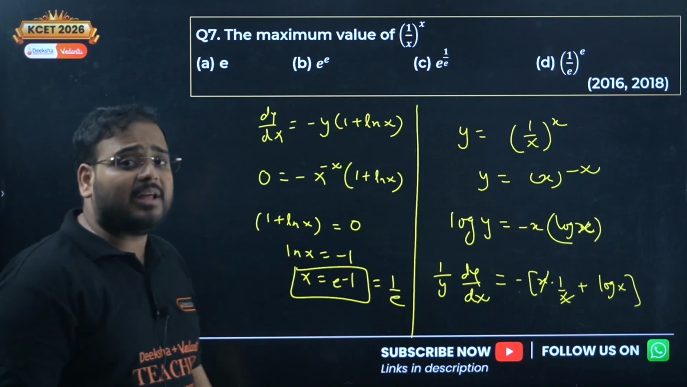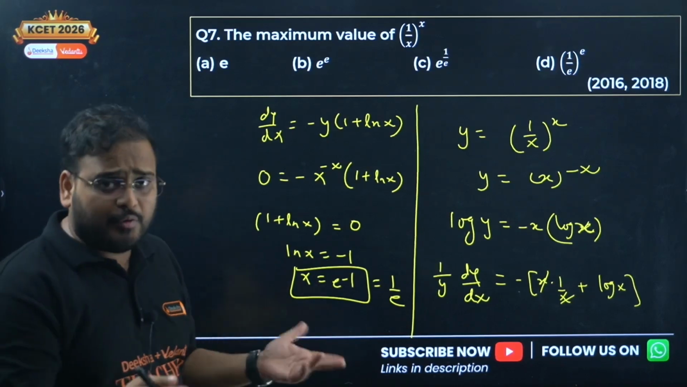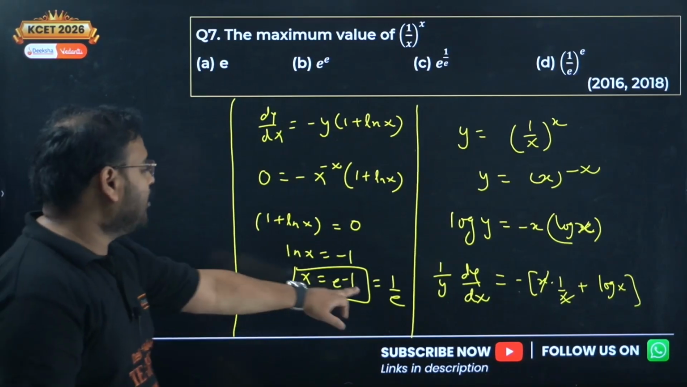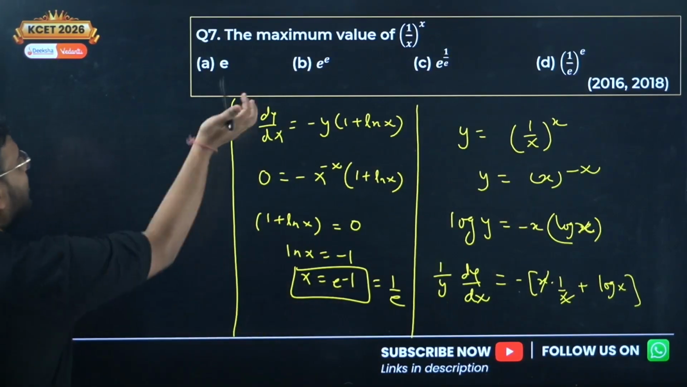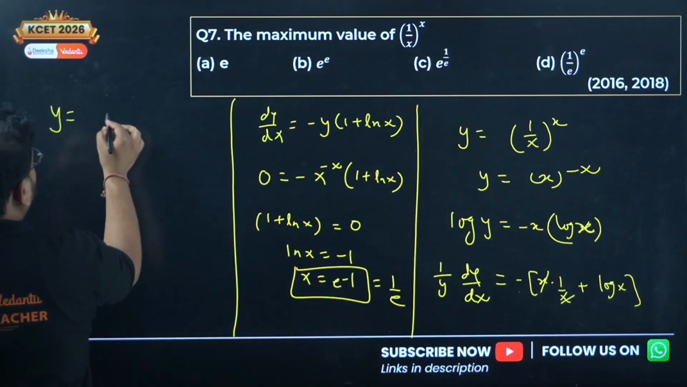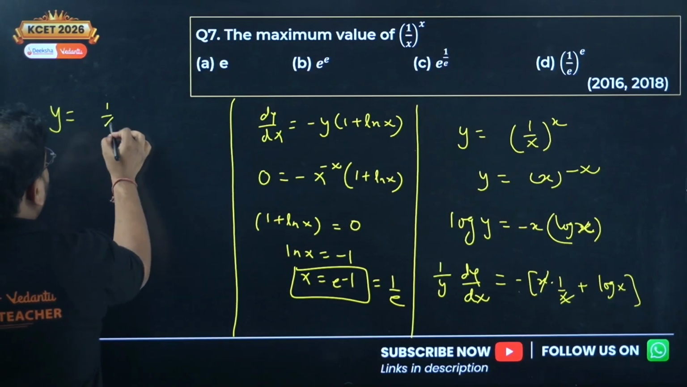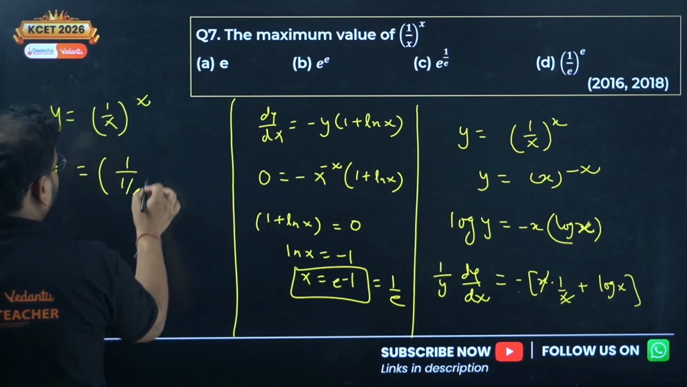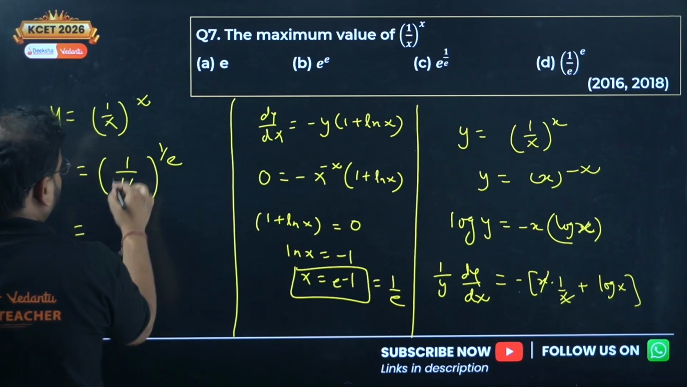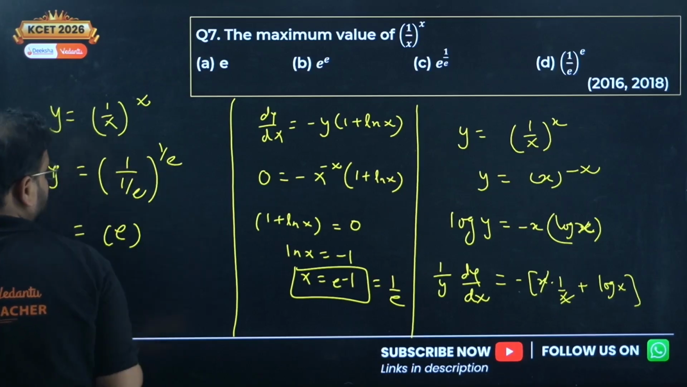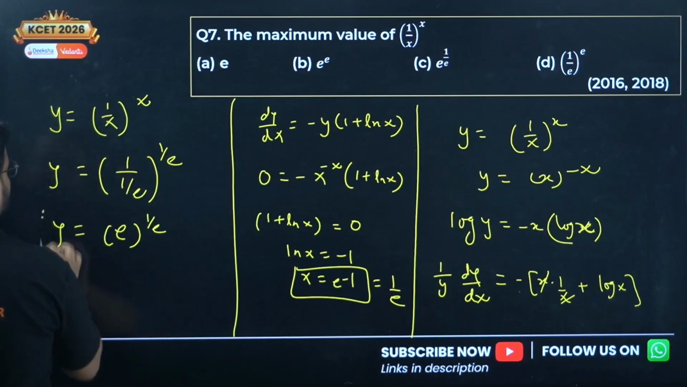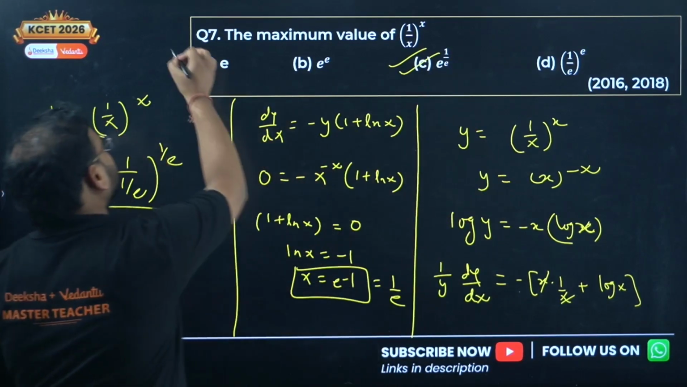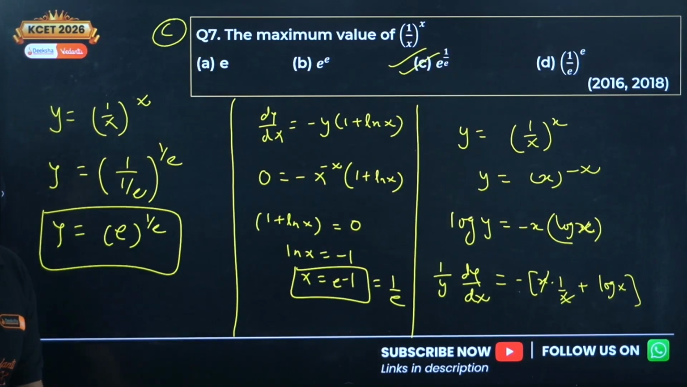How many critical points do we have? Only one. Do we need to find the second derivative? No. If you have more than one critical point, then you go and do that. But you have only one critical point, so you just simply put the value back in the equation. We have 1 by x power x. So what is the 1 by x? It is e, so I get e power 1 upon e as the answer. Option C. 7th is C. Got it?